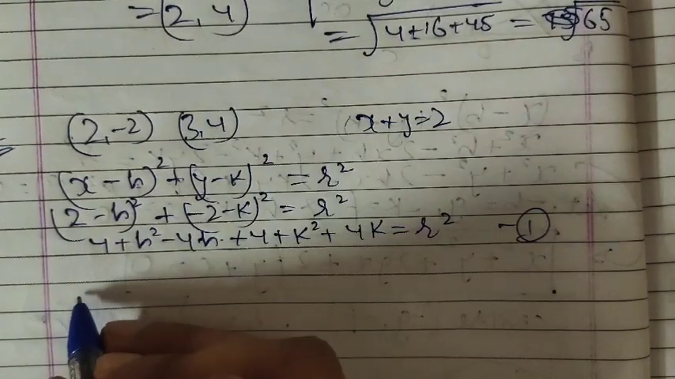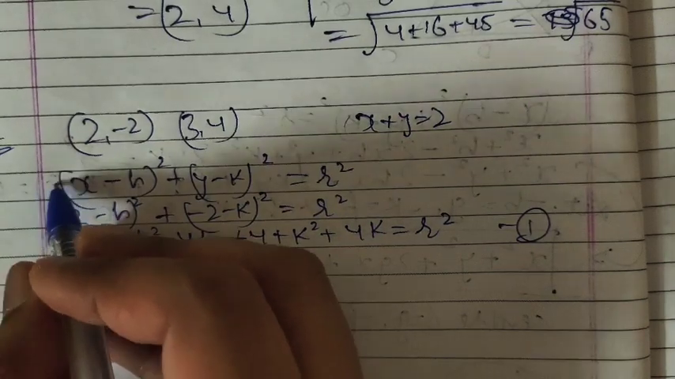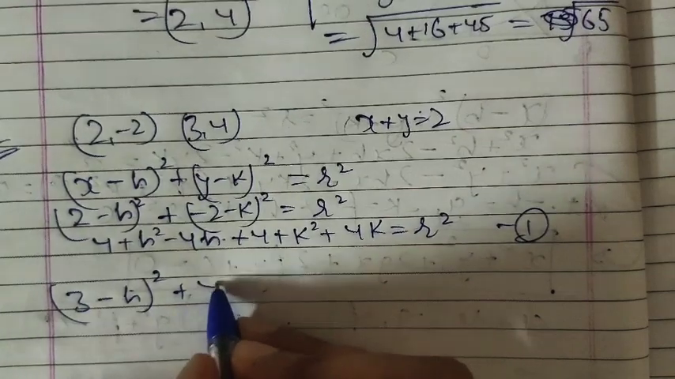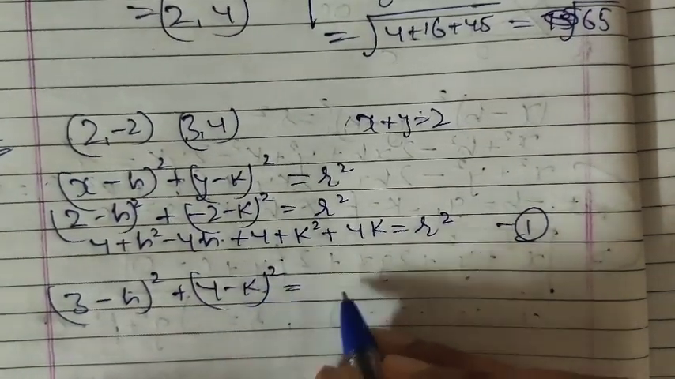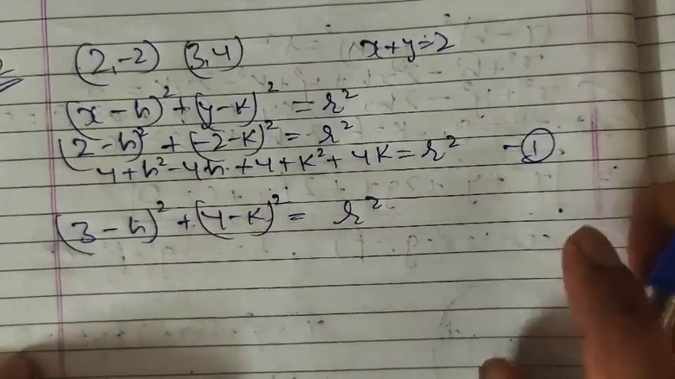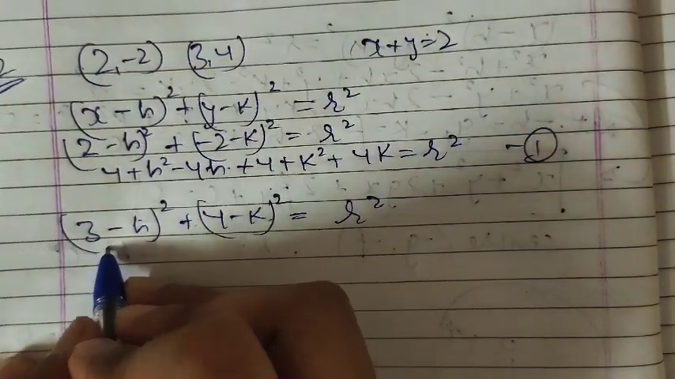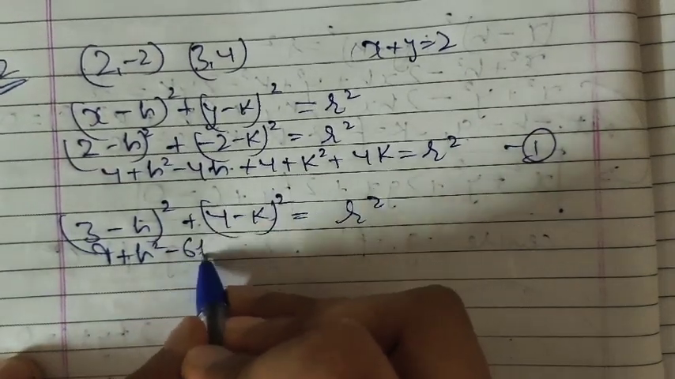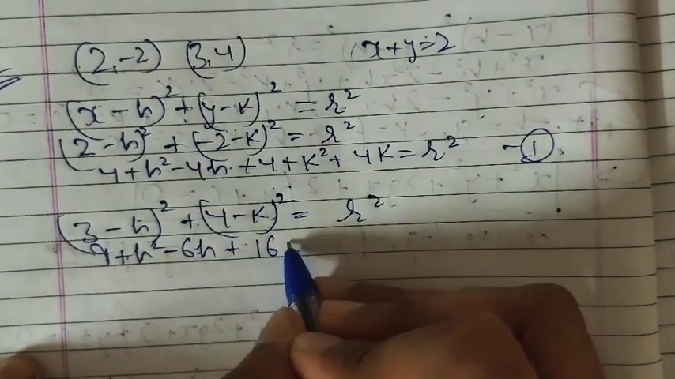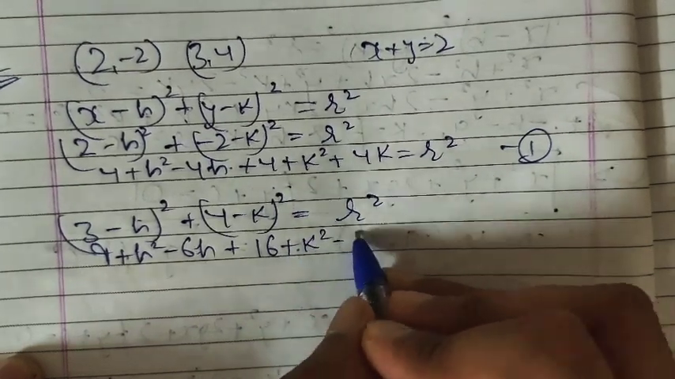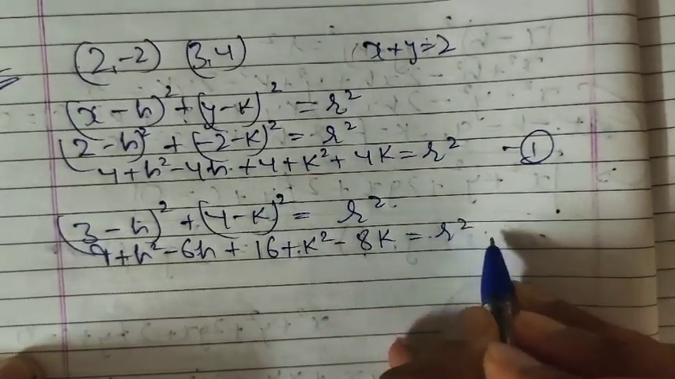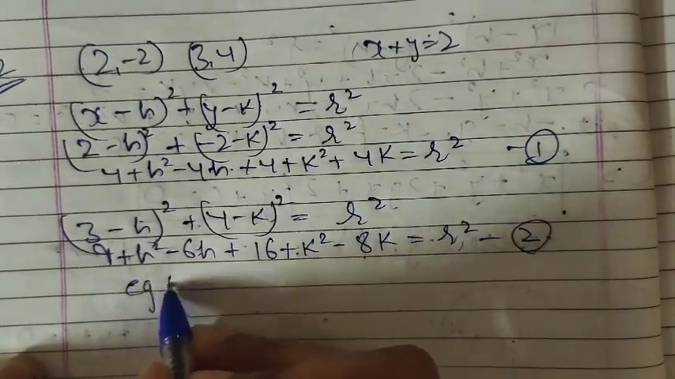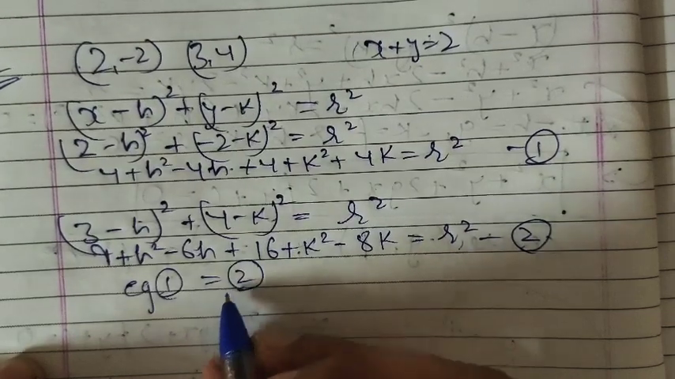Again, from the second point we can say, using this, (3 - h)² + (4 - k)² = r². So 9 + h² - 6h + 16 + k² - 8k = r², second equation. So both are equal to r², both are equations of the circle only. So equation 1 is equal to equation 2.